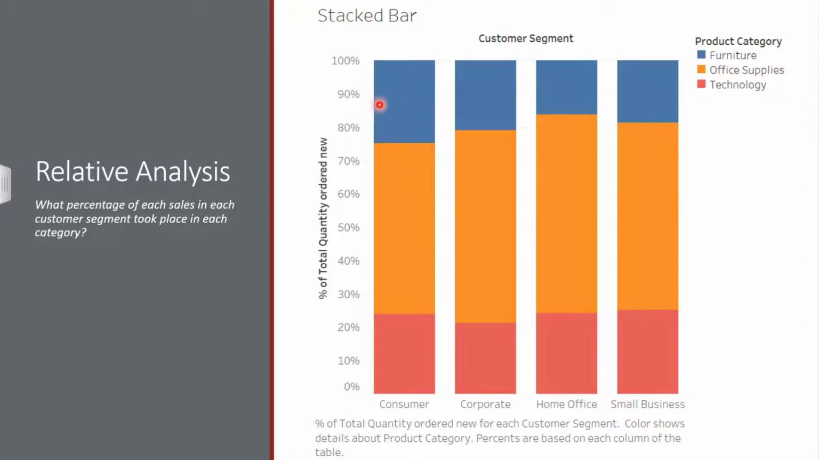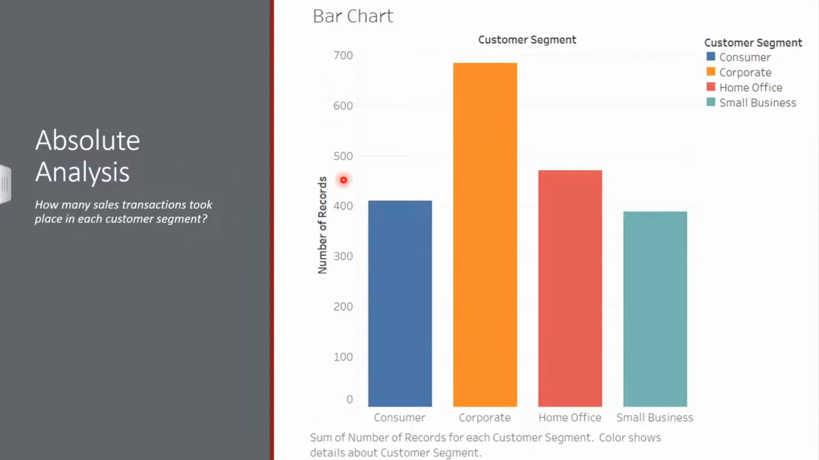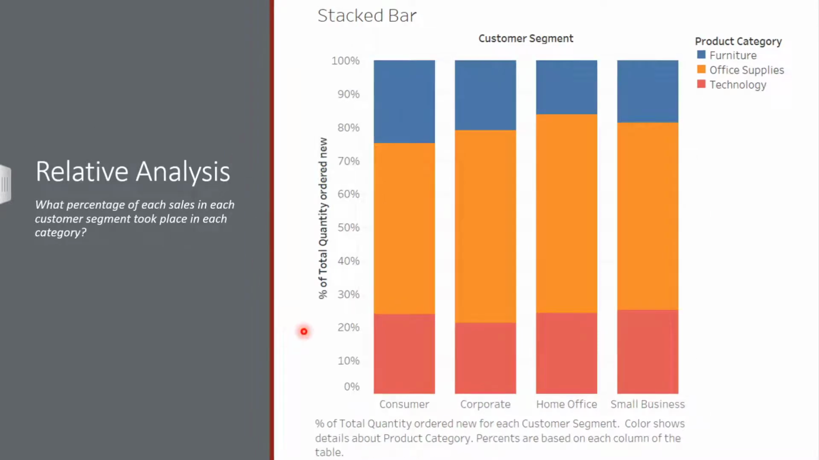Now, if I were to do this on an absolute basis, then these bars wouldn't all be the same size. As we can see in our previous one, the consumer segment has 400-ish sales transactions. The corporate has about 700 sales transactions. I'm rounding a little bit here. But we're not concerned with how the consumer segment compares to the corporate segment. We're concerned with how the consumer segment is made up, or what product categories make up the consumer segment. So we're not comparing these bars to each other. Rather, we're looking at within each of these bars what has made them up.